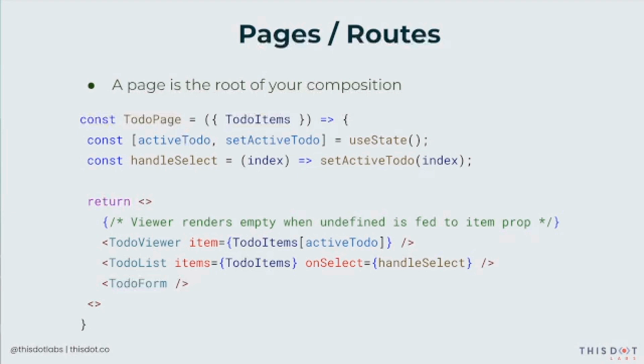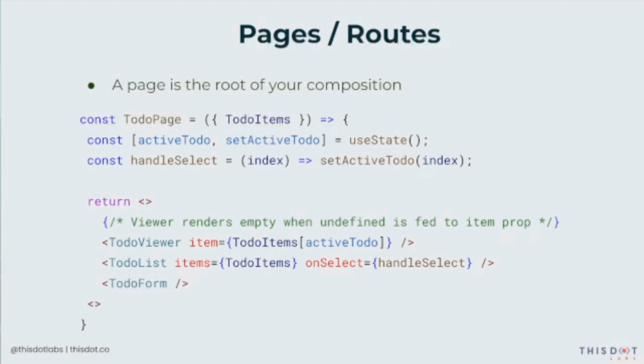And this is a full composition for a to-do page, which I've made here as an example. So we did the to-do list, for example, in a previous module, and we can pass in items, and we can pass in an onSelect handler. So whenever a to-do list item gets selected, we know that's the active one, and we can show that. So what I added here was a to-do viewer component, which will show that active component.